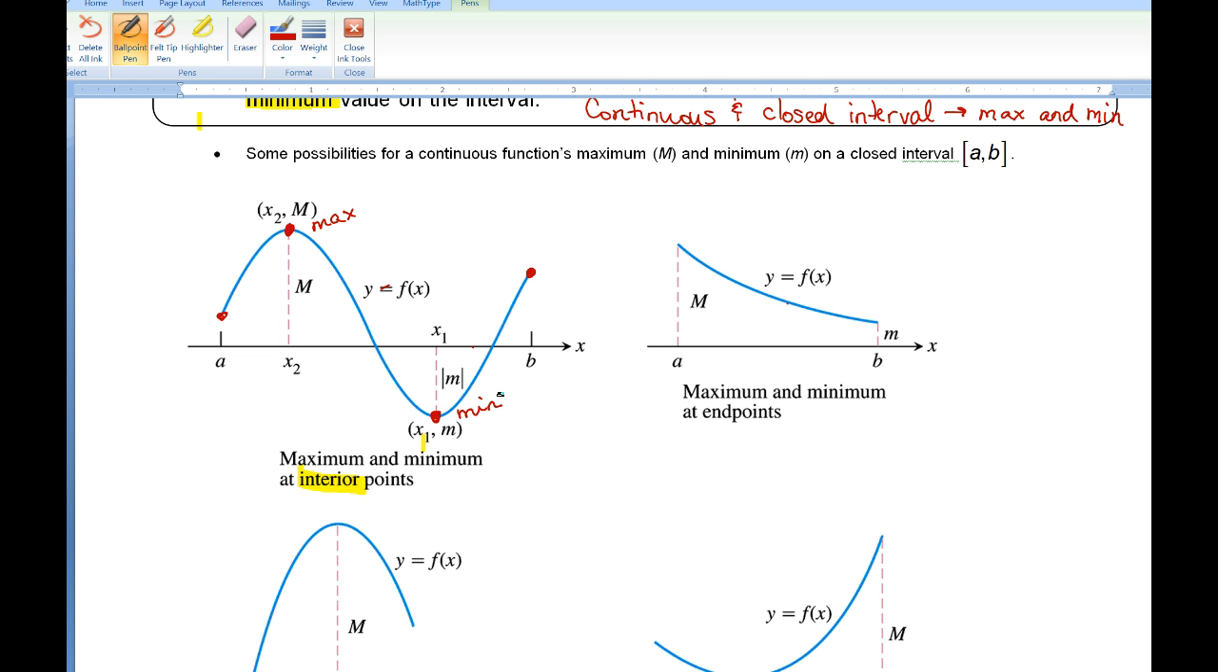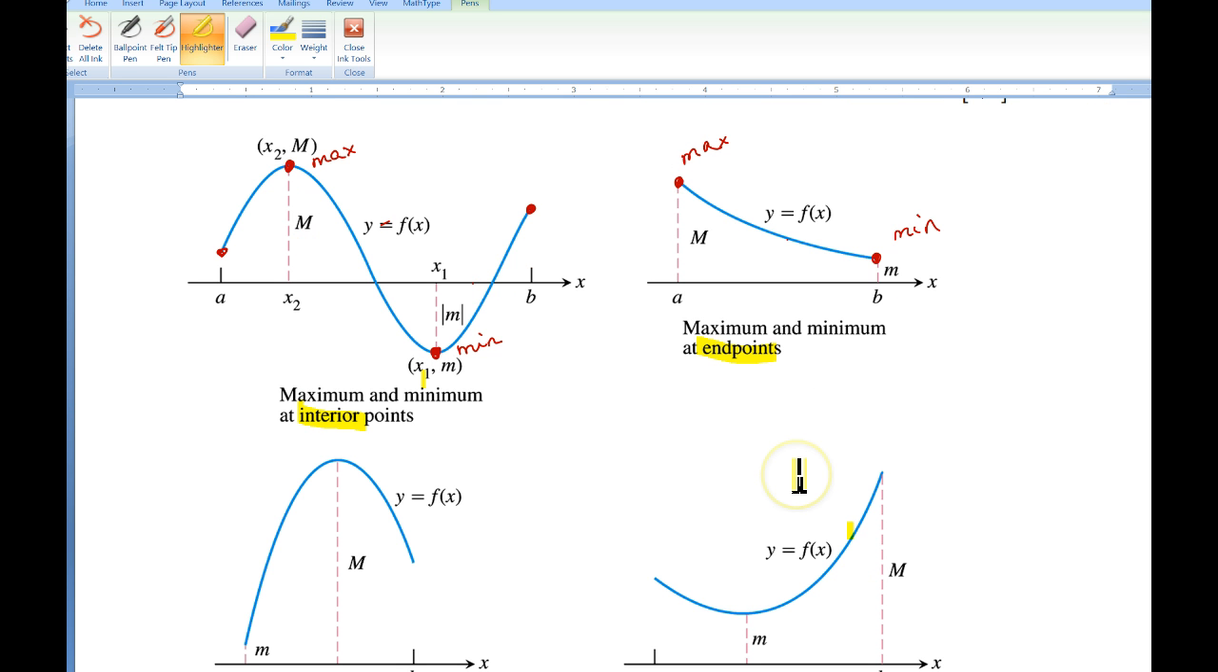These endpoints, you may remember the term local max and local minimum. So we'll also have those, but for right now, this part is focusing on absolute. Here's our maximum and here's our minimum. So sometimes it does end up being at the endpoints. Okay.